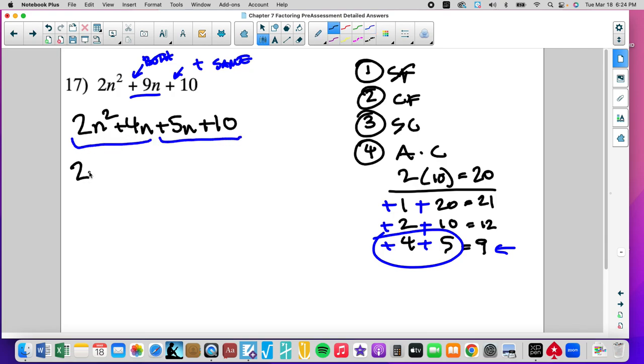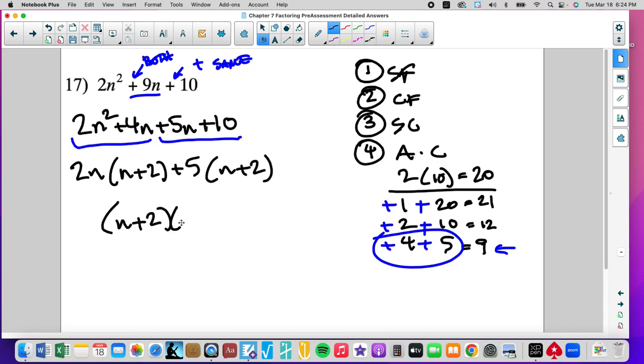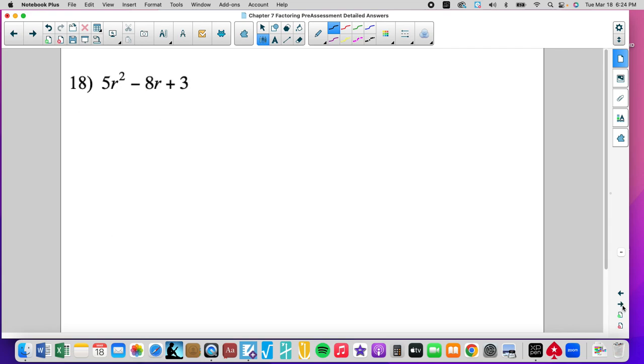We can factor out a 2n. Ooh, I like that. N plus 2. We can factor out a 5. That's n plus 2. I know I did it correctly. N plus 2, 2n plus 5. And that is our answer.